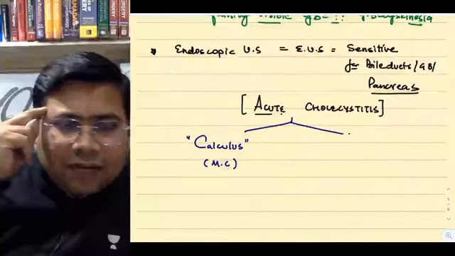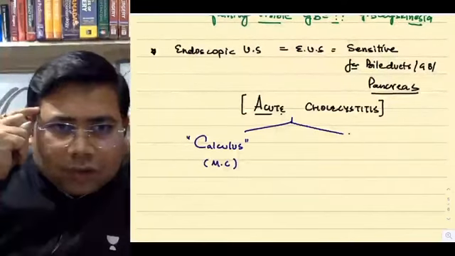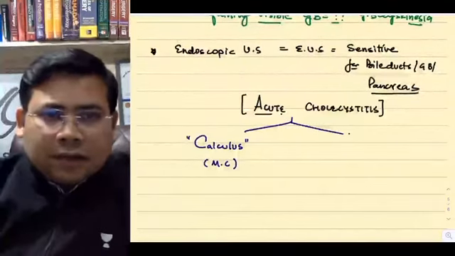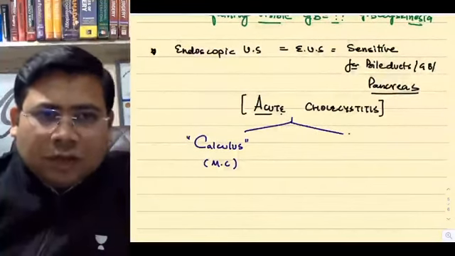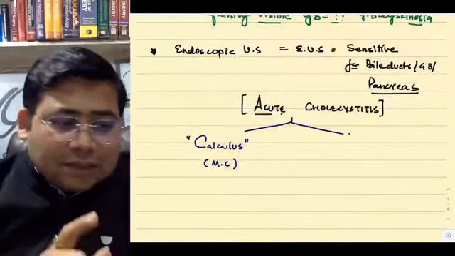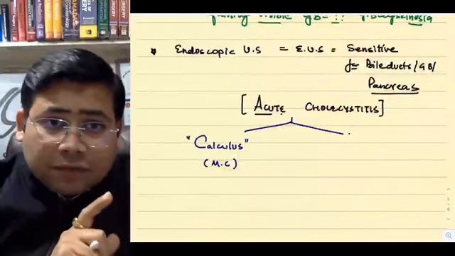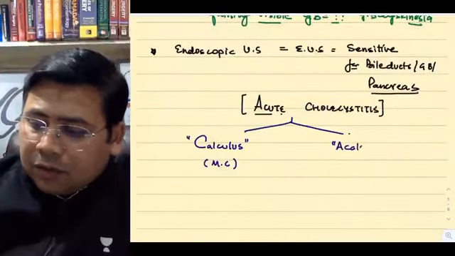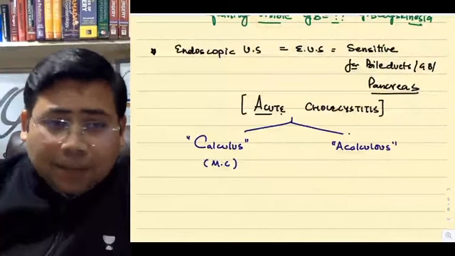Laymen have a thought process that if there is a stone, then only the gallbladder will get infected. And if there is no stone, then it could be anything, but it couldn't be acute cholecystitis. But this is not right, because there is a very important term which is known as acute acalculous cholecystitis.